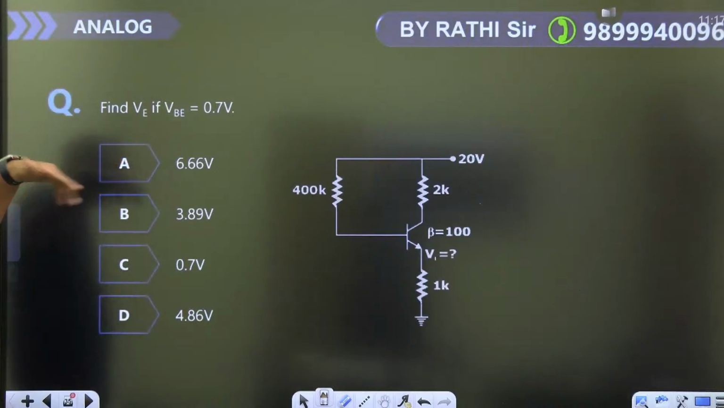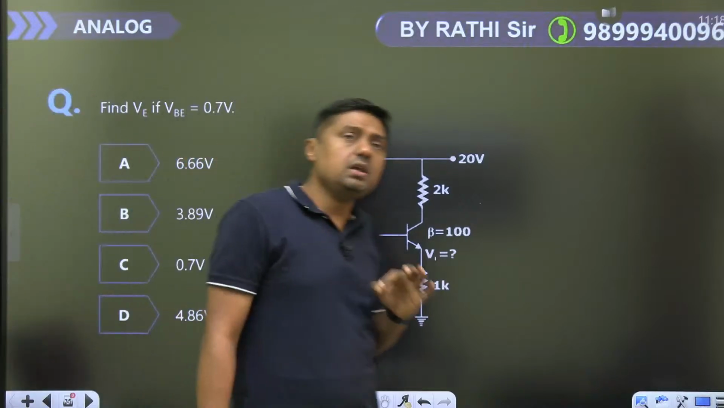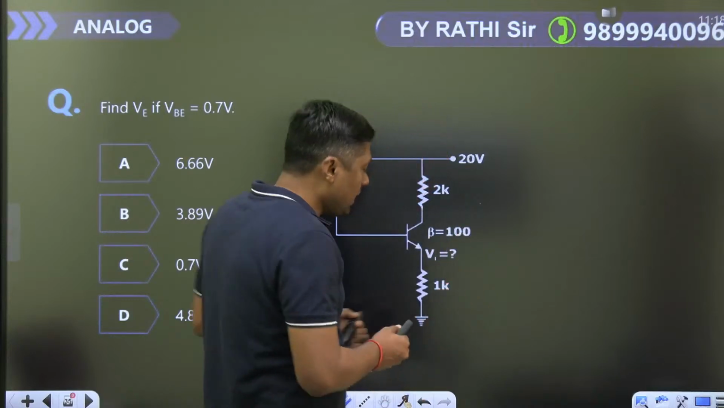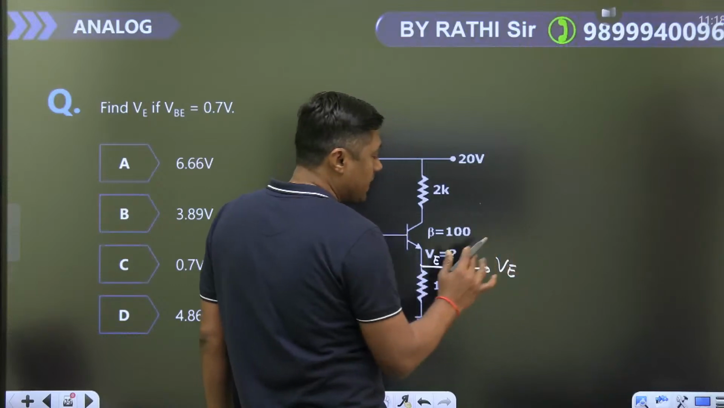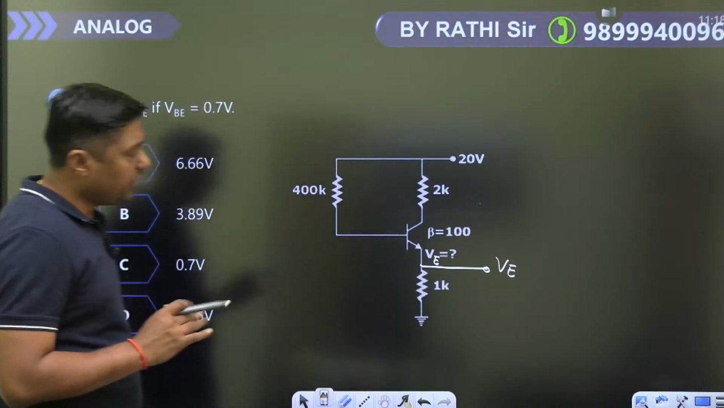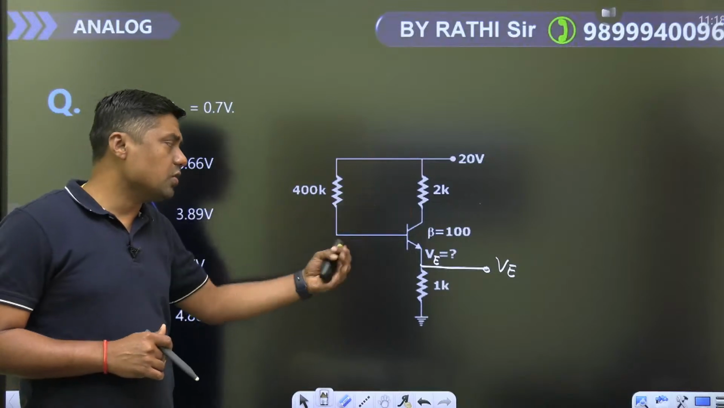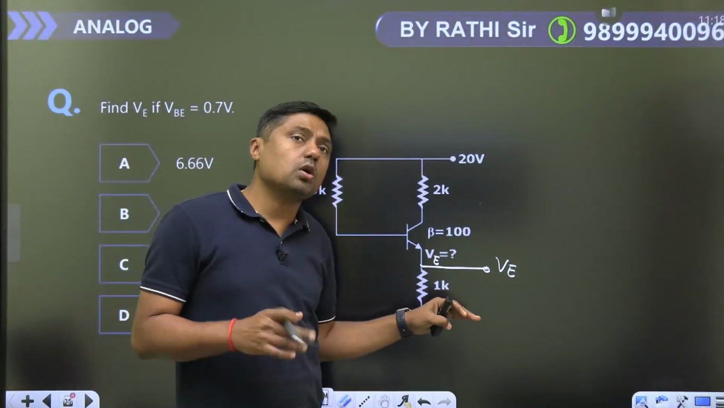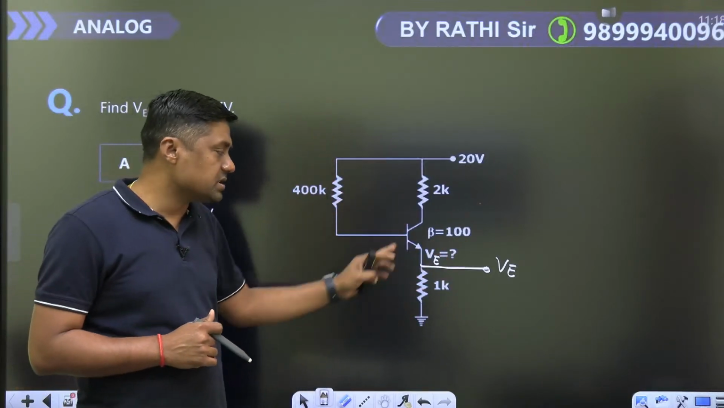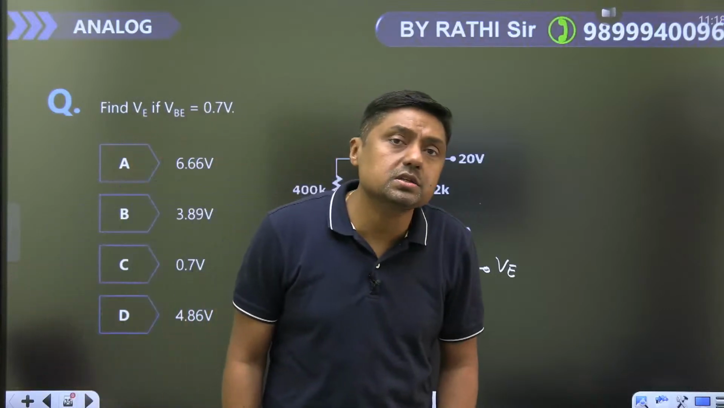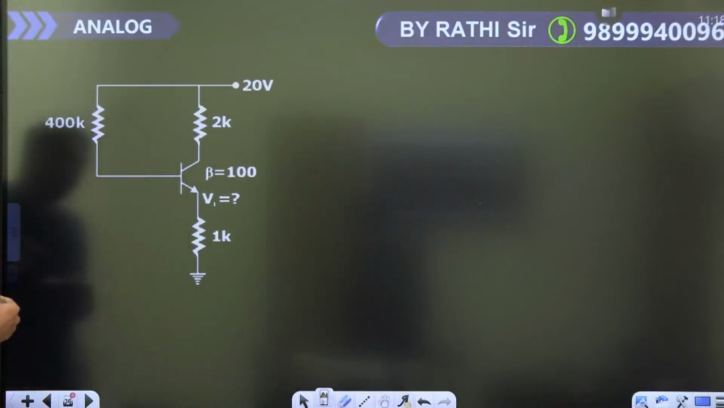Now sometimes we have to find different voltages, like find the VE. VE means the emitter terminal voltage with respect to ground. So don't worry about this type of question. RE is connected here, this is the 2 kilo ohm. When RE is connected and we are not connecting the potential divider here, it is simply an emitter biased circuit, right? Emitter biased circuit.